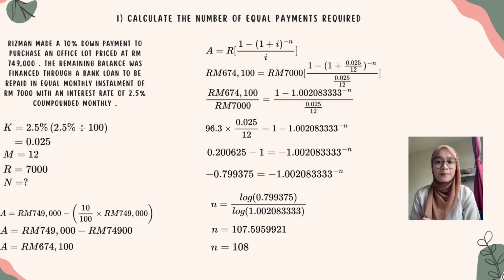When we settle the minus 1, we get negative 0.799375 equal to negative 1.002083333 power negative of n. Next, we have to use log to search for the n. So n equal to log in the bracket 0.799375 divided by log in the bracket 1.002083333. Next, we get the answer n equal to 107.5959921, and we round up, we get n equal to 108.